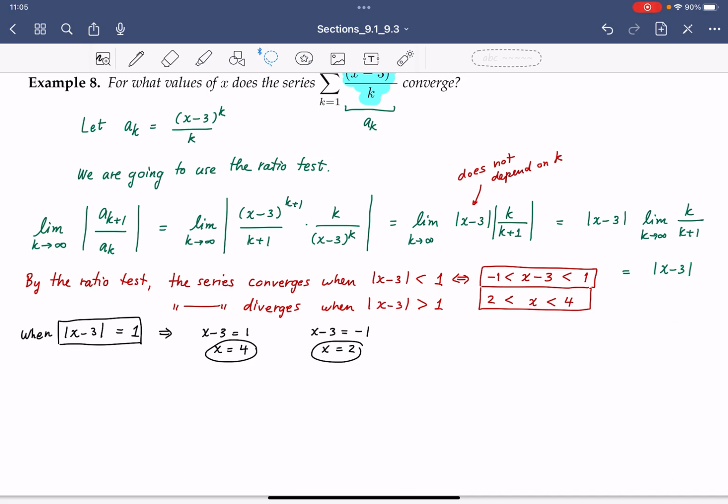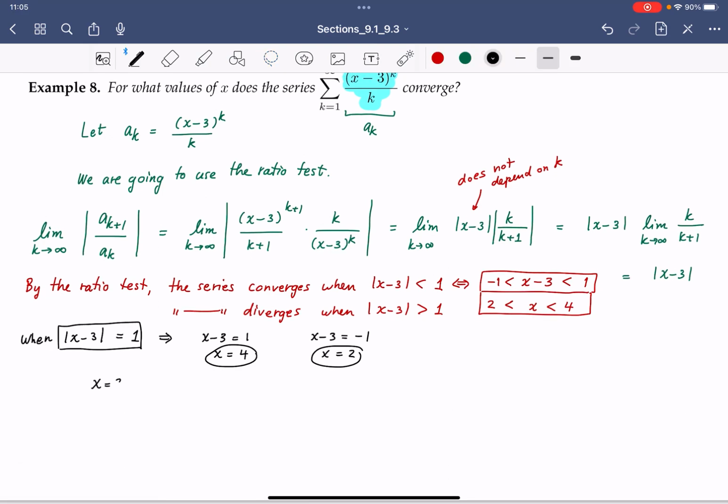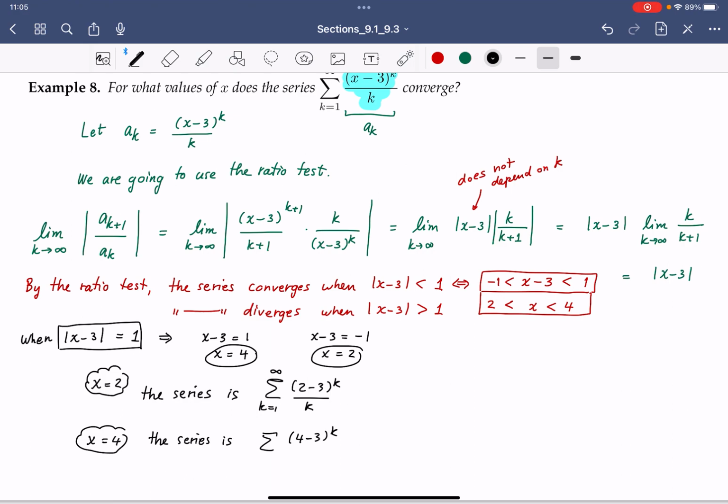Okay, now good. So we have to think about when x equals 2 and x equals 4. What happened here? When x equals 2, the series is the summation of (2 minus 3) to the k over k, k starting from 1 to infinity. When x equals 4, the series is the summation of (4 minus 3) to the k over k.